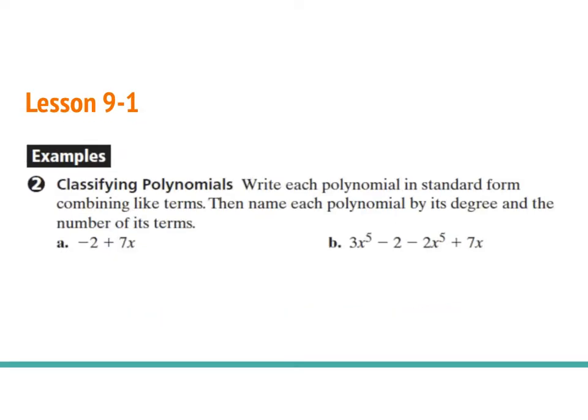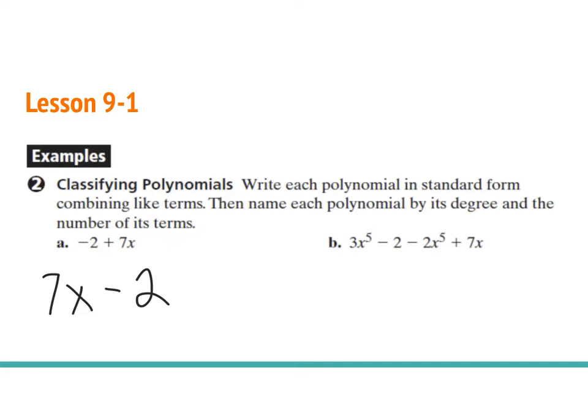Now we want to talk about classifying polynomials and writing them in standard form. Remember, standard form we talked about at the beginning of this video is when we rearrange our terms so that we have the greatest degree term first and then go from there. So in this case, if we've got -2 plus 7x, the -2 has a degree of 0. That's the degree of that monomial. And then the 7x has a degree of 1. So in order to be standard about things, we just rewrite that as 7x minus 2. Okay, now let's name it.